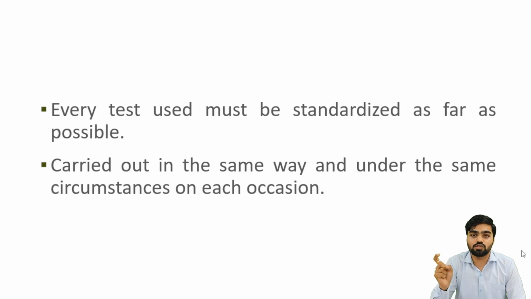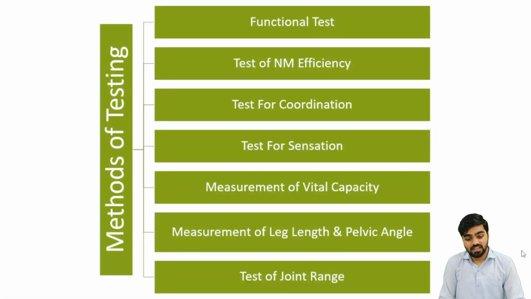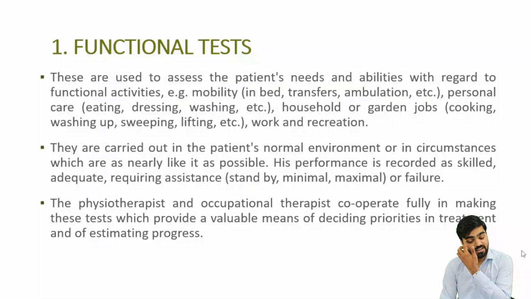So you must go through every criterion, and you should be following each and every possible outcome or circumstance to follow that test. Here, there are several methods of testing: functional tests, test of neuromuscular efficiency, test for coordination, test for sensation, measurement of vital capacity, measurement of leg length and pelvic angle, and test of joint range. So we are starting with functional tests. These tests are used to assess the patient's needs and ability.